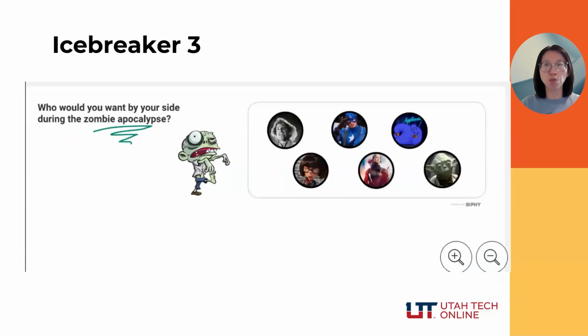Or you can add some humor to your icebreaker discussions, like this one. Who would you want by your side during a zombie apocalypse? Students will drag a character onto the board below this question prompt and add their reasoning, sharing why they think that's a better person to have by their side.